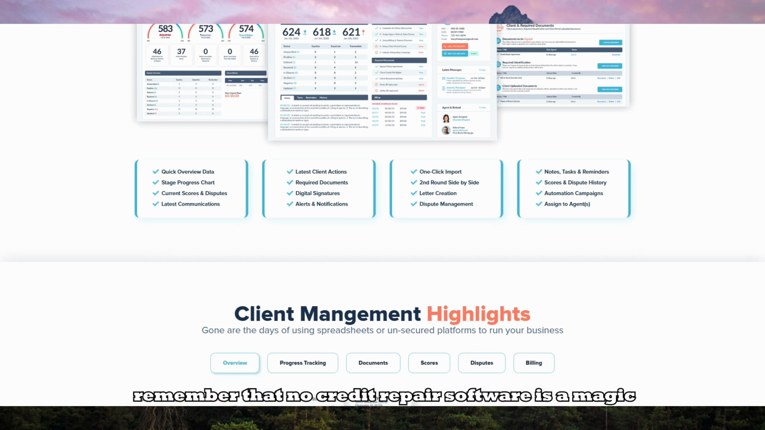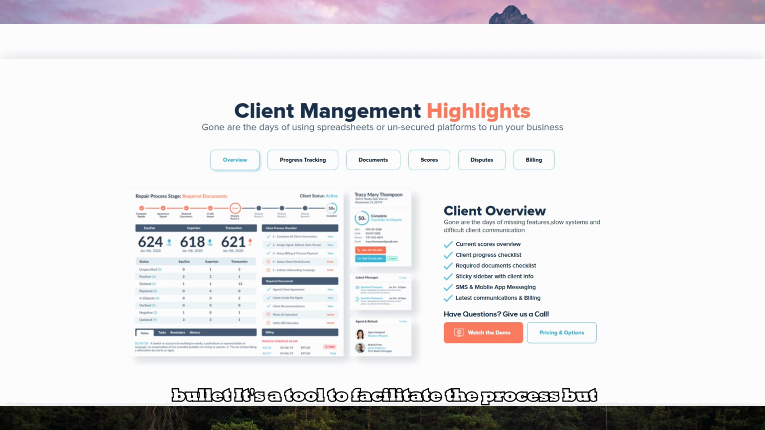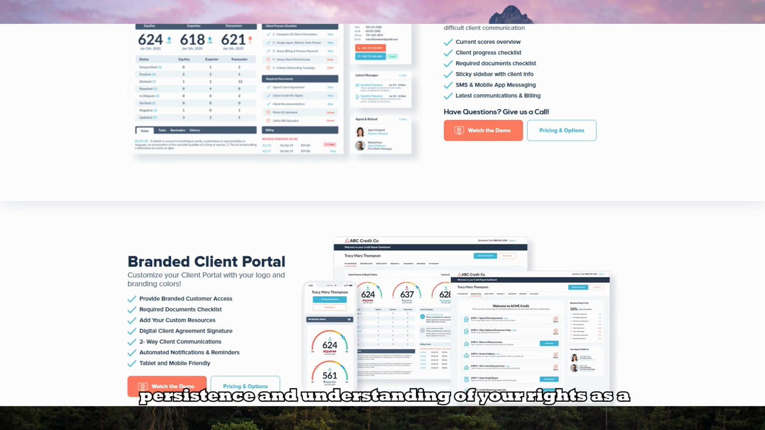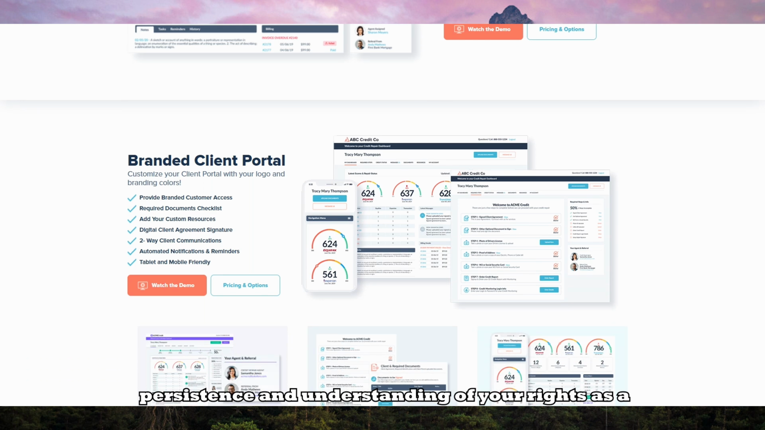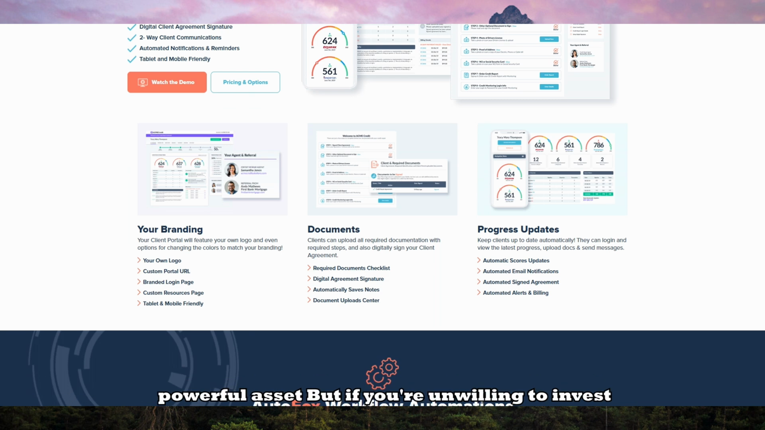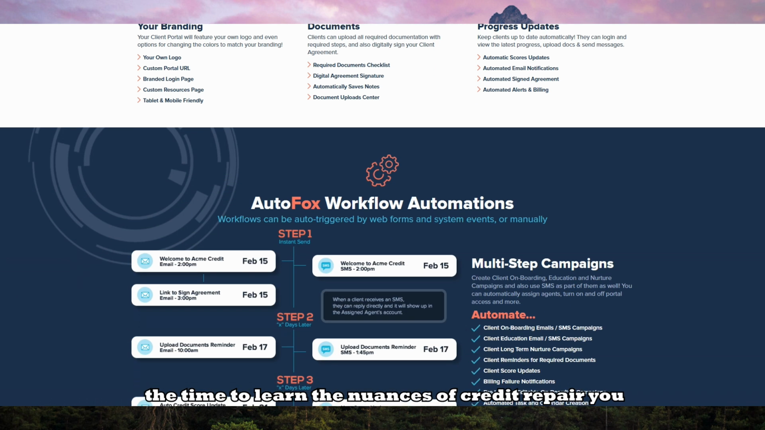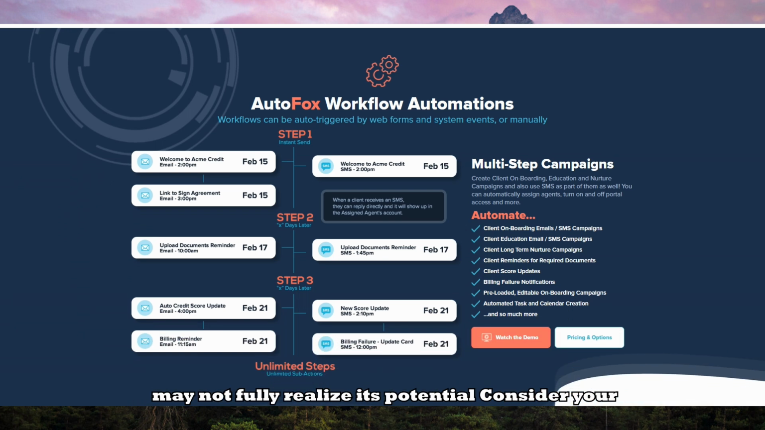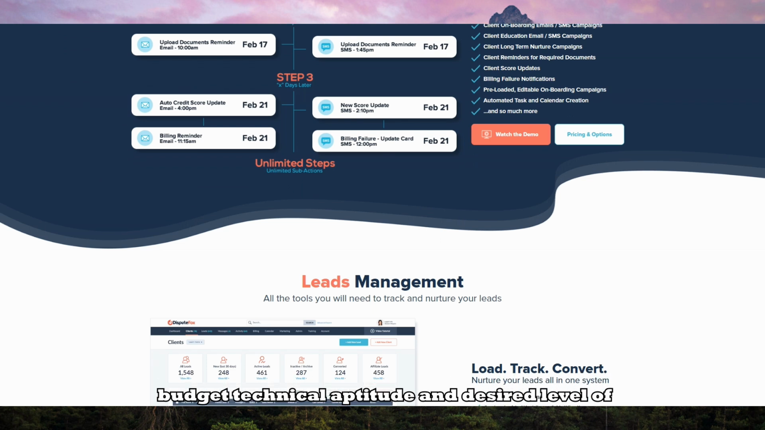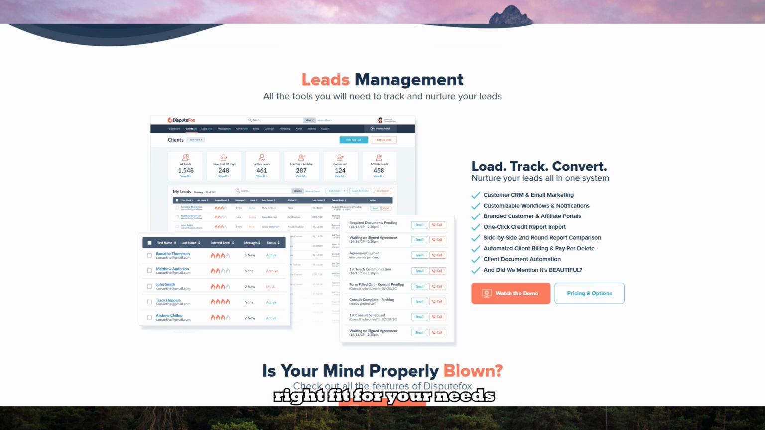Finally, remember that no credit repair software is a magic bullet. It's a tool to facilitate the process, but ultimately, success depends on your knowledge, persistence, and understanding of your rights as a consumer. DisputeFox, when used correctly, can be a powerful asset. But if you're unwilling to invest the time to learn the nuances of credit repair, you may not fully realize its potential. Consider your budget, technical aptitude, and desired level of involvement before deciding if DisputeFox is the right fit for your needs.